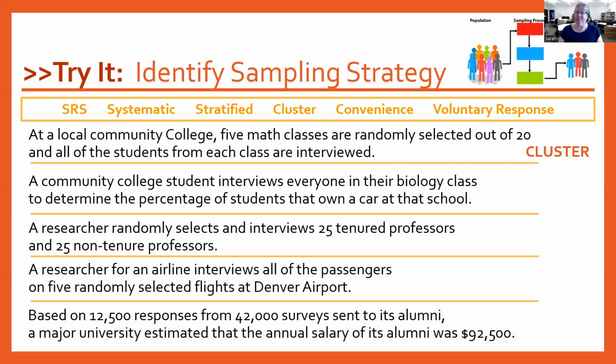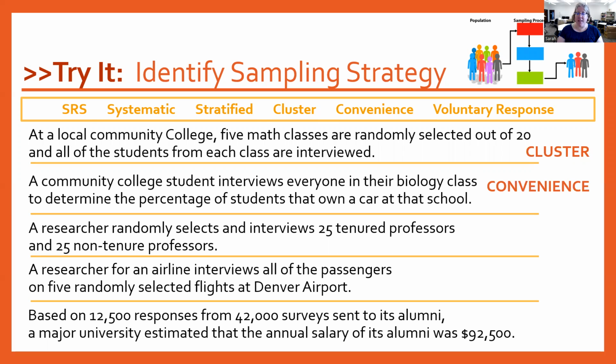A community college student interviews everyone in their biology class to determine the percentage of students that own a car at that school. That is going to be a convenient sample. They just ask the people easily available to them. So you're going to get biased data unless there's some reason to believe that that particular class is representative of the entire school, which I very seriously doubt.